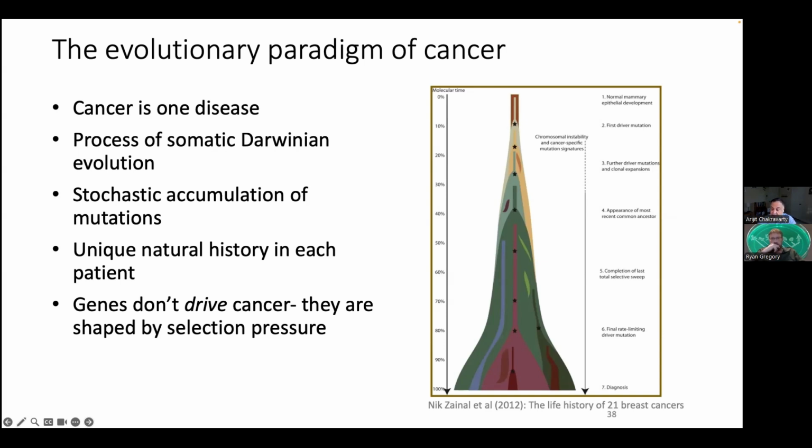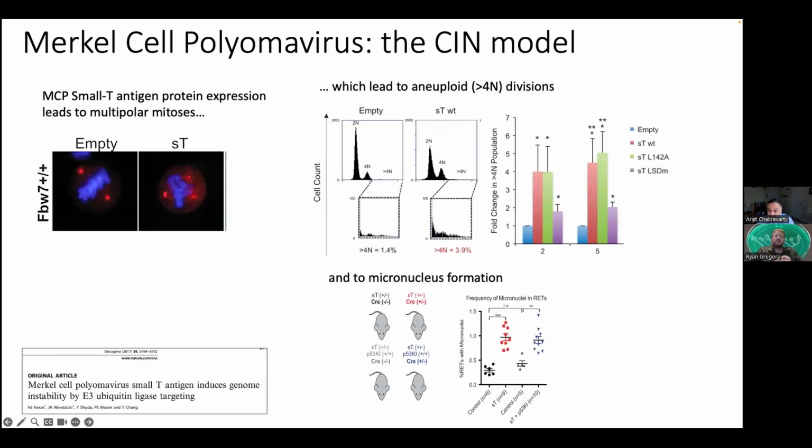Now, let's look at Merkel cell polyoma virus again. We talked about Merkel cell polyoma being addicted to T antigen oncogene expression. There's a different way of looking at this because T antigen actually does something in these cells. What does T antigen do? It's not that it has some undefined or inchoate drive towards proliferation. What's happening is that small T antigen protein expression leads to multipolar mitoses.